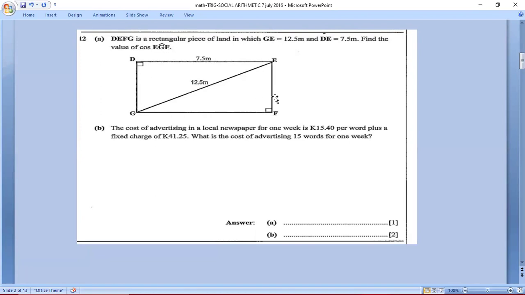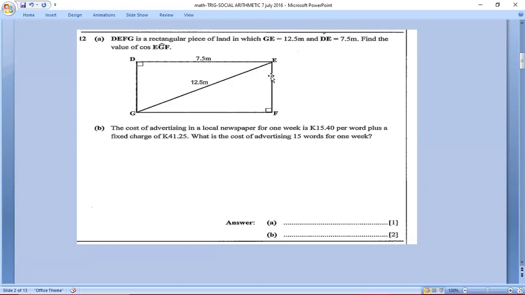So EGF, meaning the middle letter, according to that symbol on top of the G, means that the elbow of this angle is here, meaning the angle is here on the G. That's the one we're trying to calculate, find the cosine of this. Now remember, cosine is equal to adjacent side over hypotenuse, while sine is the opposite over the hypotenuse.